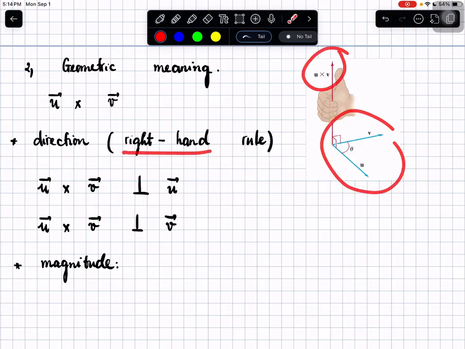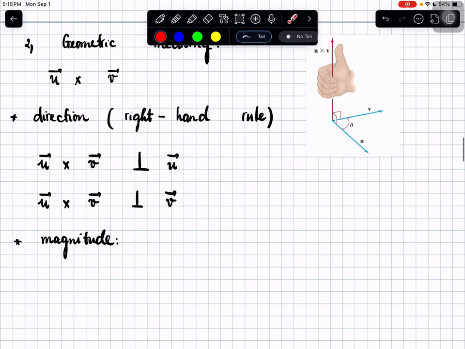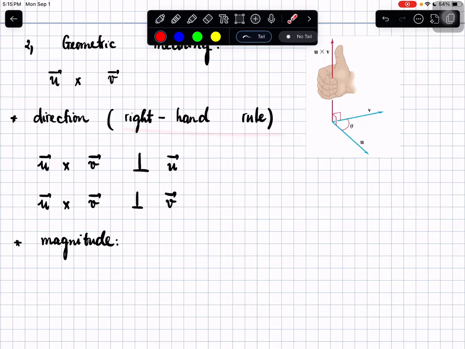We use the right hand rule to decide the direction of u cross v. If we put two vectors tails to tails, so they start at the same point, and we curve the fingers from u to v, the direction of the thumb will give us the direction of u cross v. So in this case, u cross v is pointing up. That is how the direction can be determined by the right hand rule.